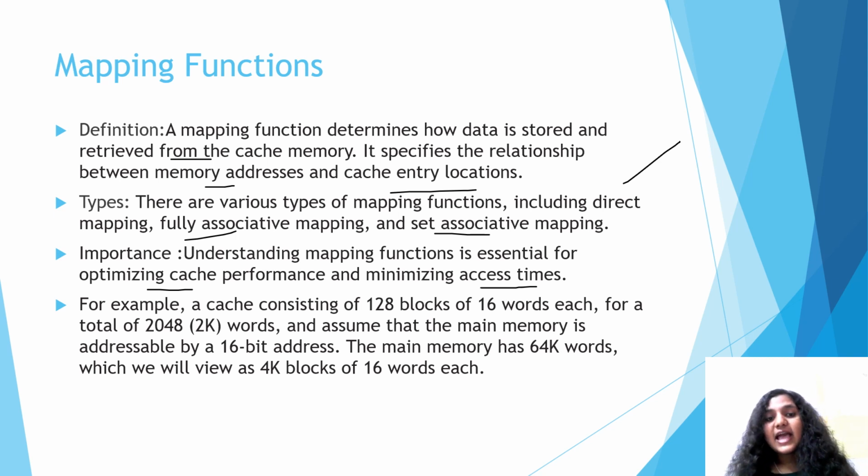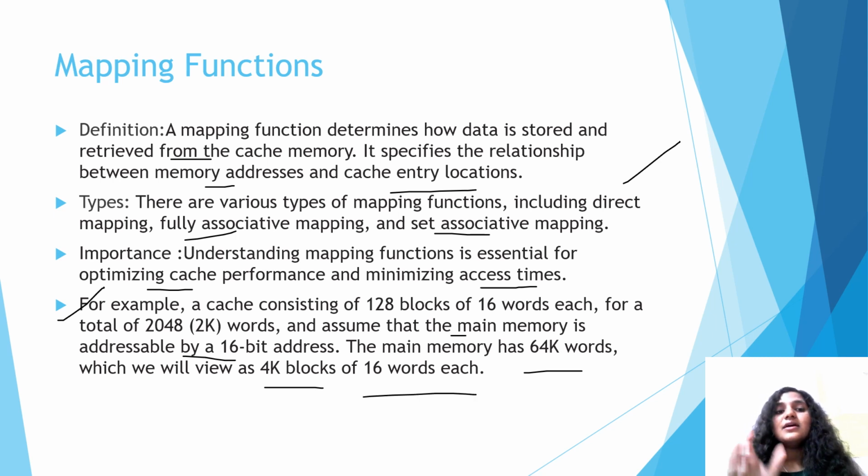For example, consider a cache consisting of 128 blocks of 16 words each, for a total of 2048 words, and assume that the main memory is addressed by a 16-bit address. The main memory has 64K words, which we will view as 4K blocks of 16 words each. So mainly the mapping functions are used to efficiently store the data in the cache memory and retrieve the data from the cache memory, which enhances the performance of the cache memory. That is the main purpose of the mapping functions.